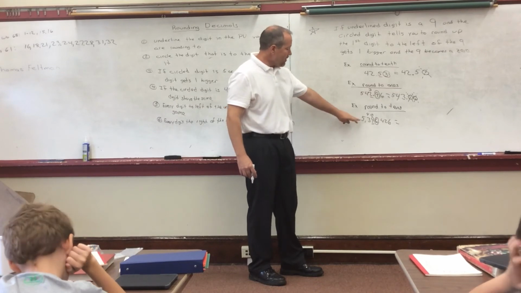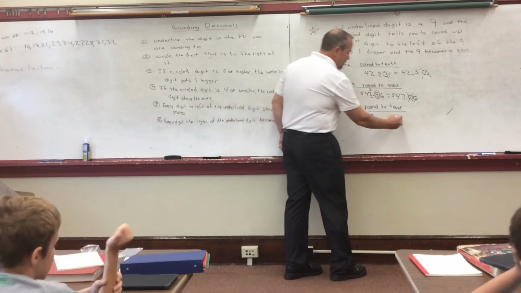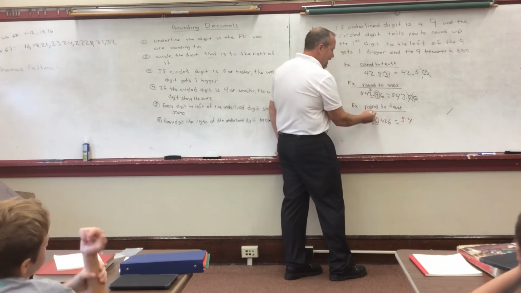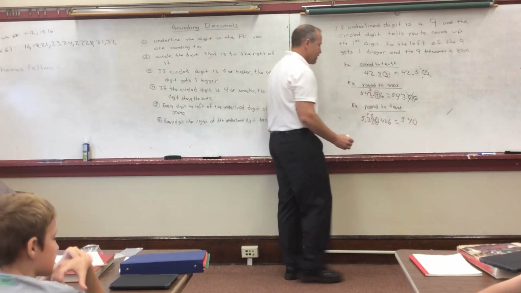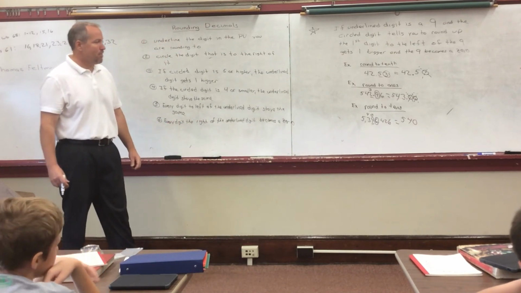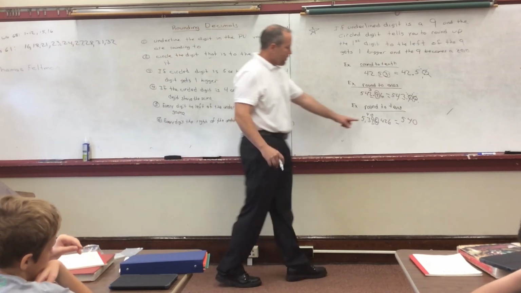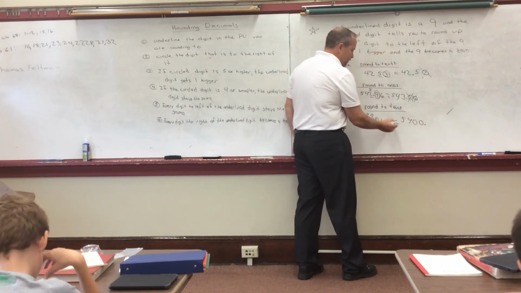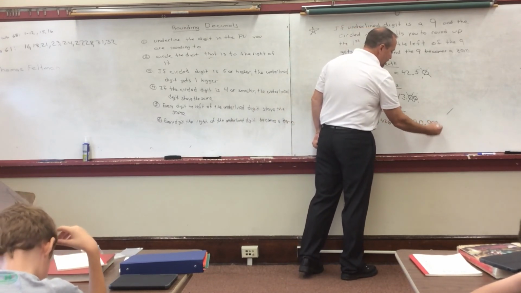And now everything else stays the same. So the 5 is going to stay the same. That 3 became a 4. That 9 became a 0. And then every number to the right of the underlined digit becomes a 0. So that 6 is going to become a 0. We have the decimal. The 4, 2, and the 6 each become a 0.